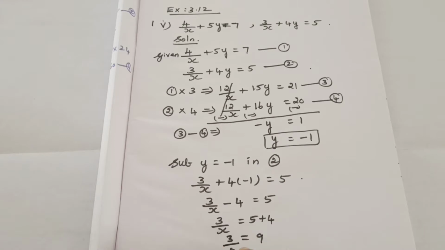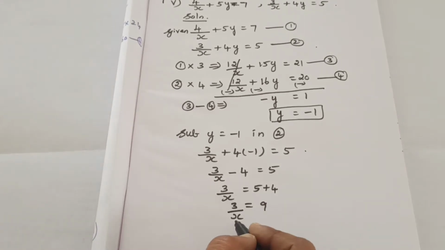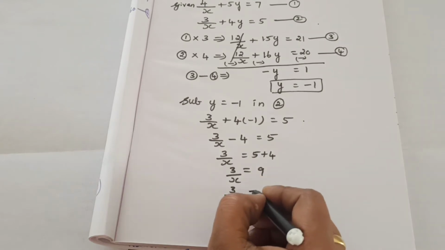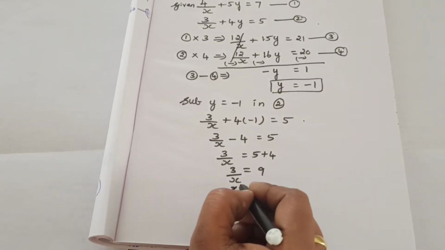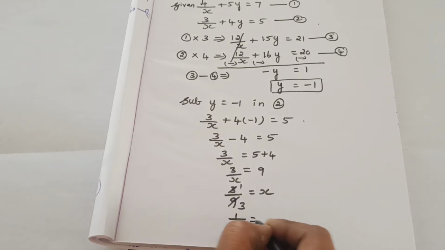3 divided by x is equal to 9, isn't it? So, then cross multiply. This x we have to bring here, this 9 shall we bring down? Okay. Then 3 by 9 is equal to x. How many 3s are 9? 3 3s are 9. Therefore, 1 by 3 is equal to x. Therefore, x is equal to 1 by 3. X equal to 1 by 3 is the answer.